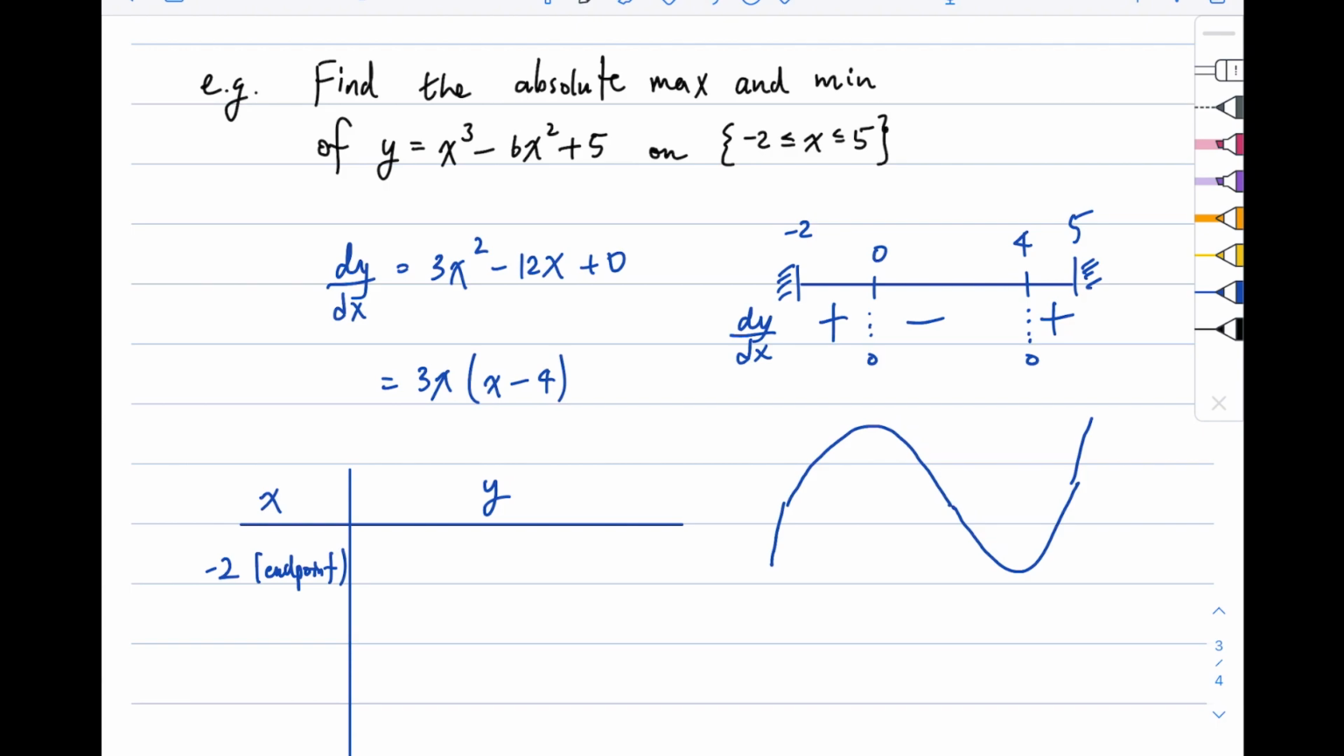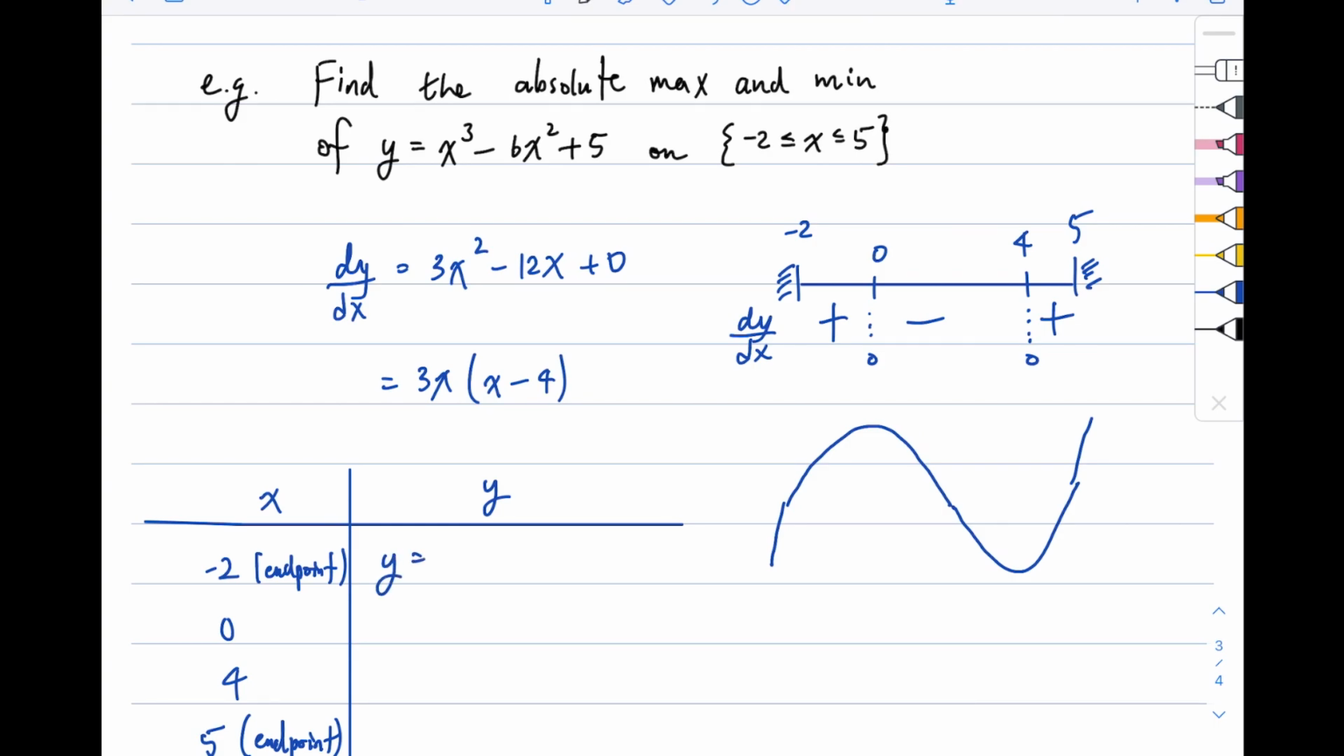We have x equals 0, which is a stationary point, x equals 4, which is a stationary point, and then 5, which is also another endpoint. When you're dealing with absolute maximums and minimums on an interval, you have to include the endpoints. Okay, so let's find the y values.